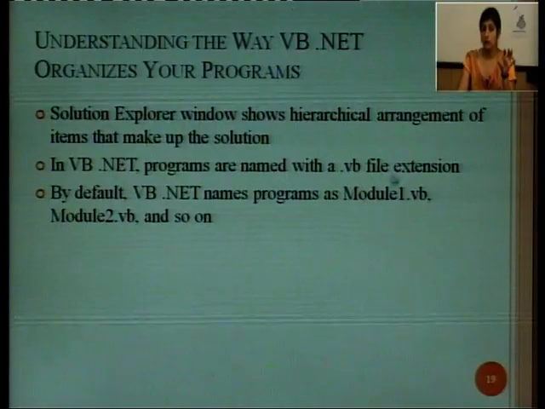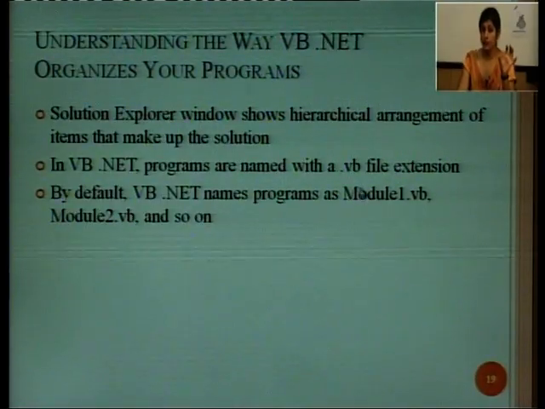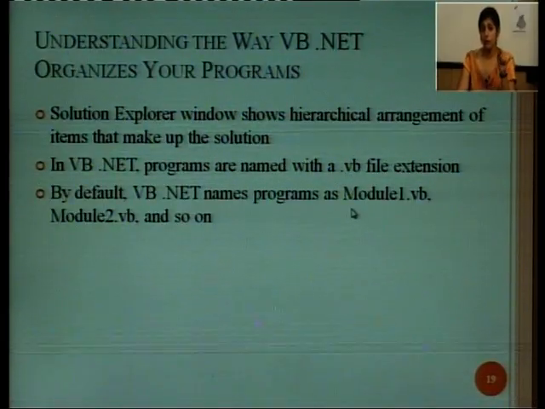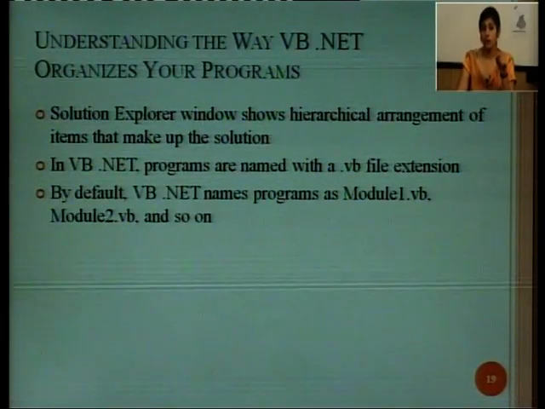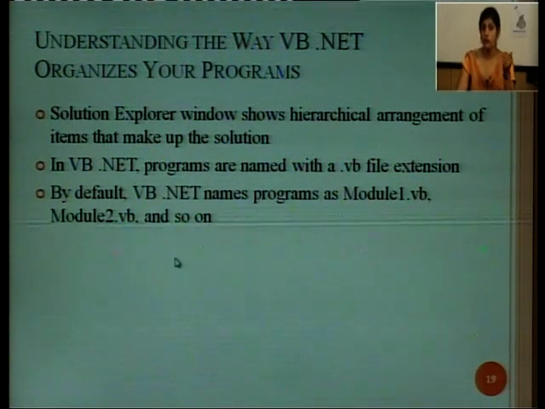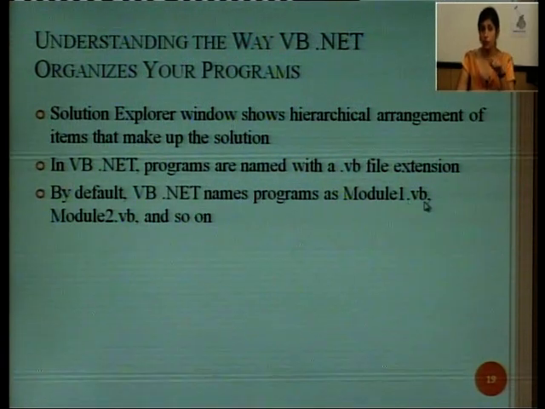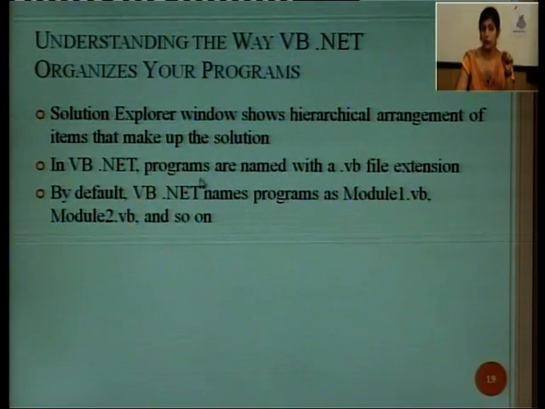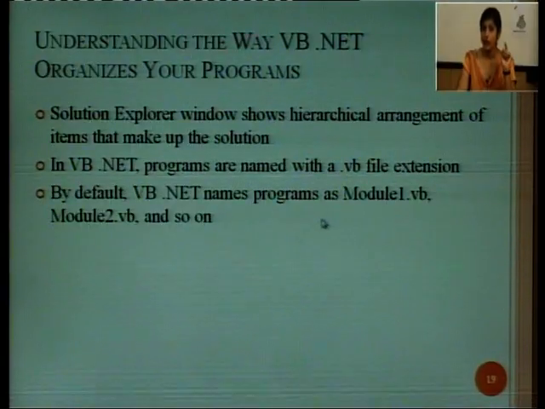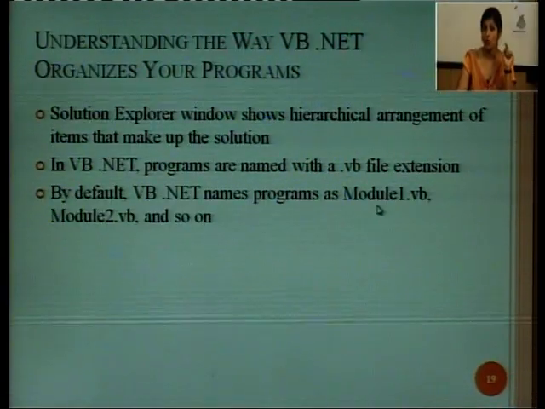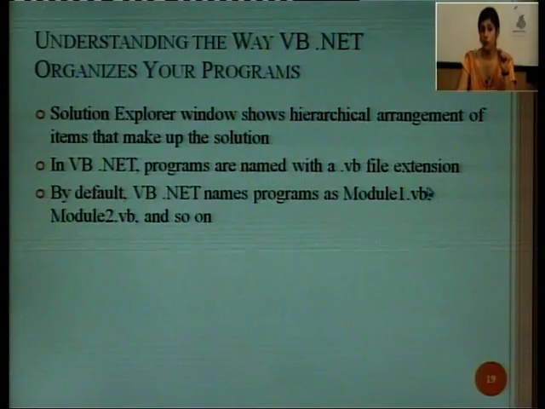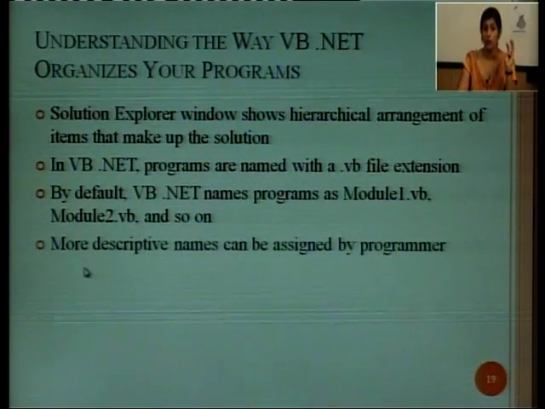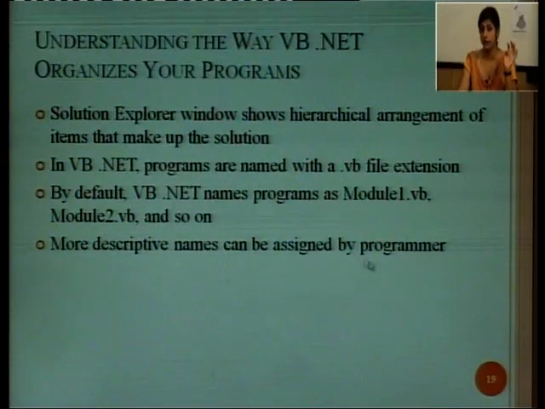A simple VB.NET program is a combination of different modules, and it is named by default Module1, Module2 and so on, with the .vb extension. Is it clear? VB.NET saves the programs with the .vb extension, and the name of the program is by default Module1, Module2, 3, 4 and so on. More descriptive names can be assigned by the programmer.